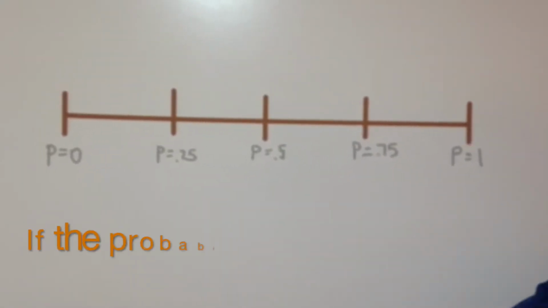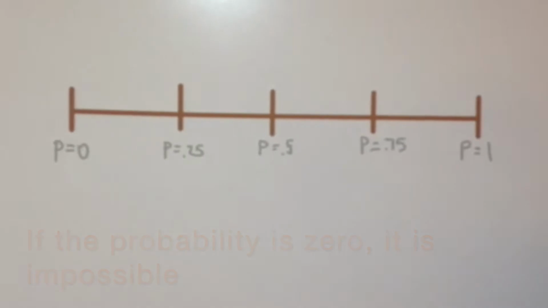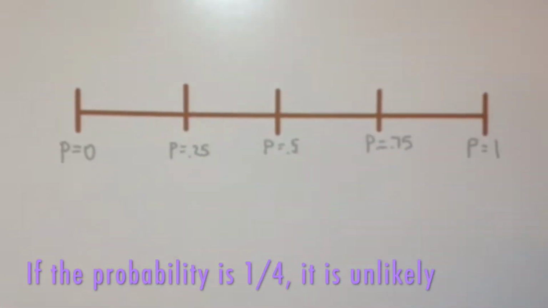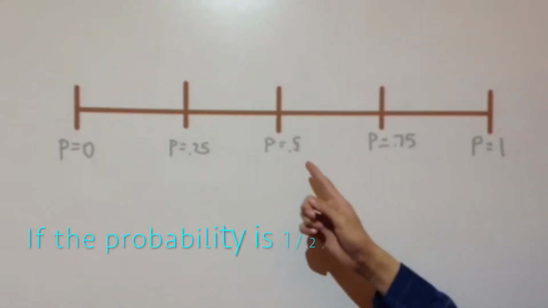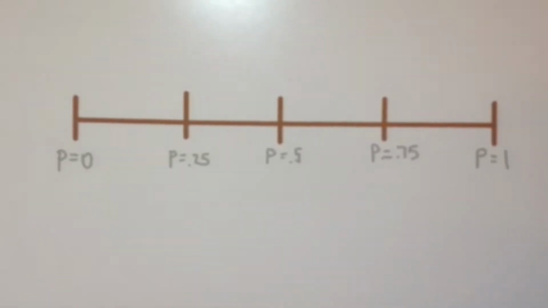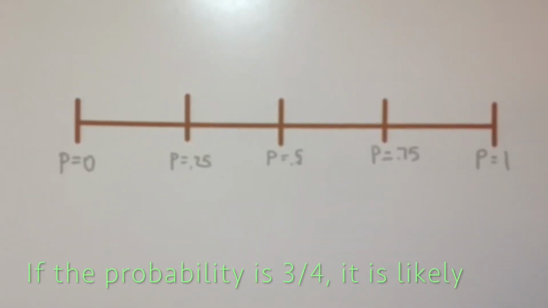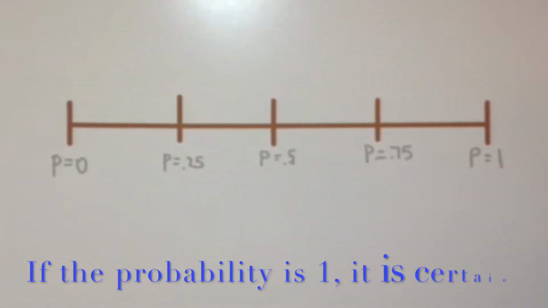If the probability is 0, it is impossible. If the probability is 1/4, it is unlikely. If the probability is 1/2, then it is equally likely to happen or not happen. If the probability is 3/4, it is likely. If the probability is 1, it is certain.